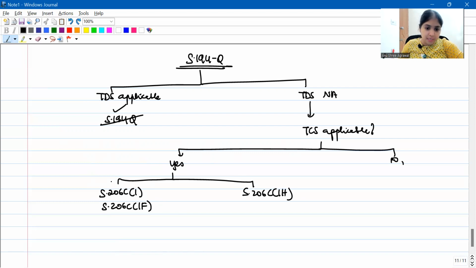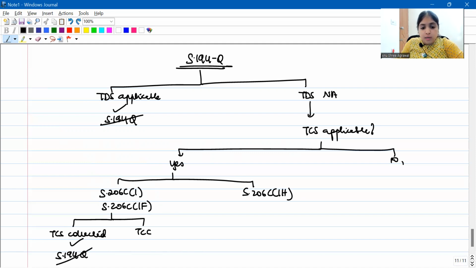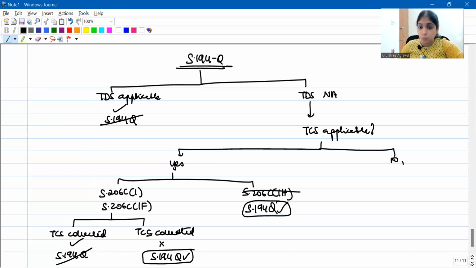If these 2 sections are applicable, then you see under these 2 sections was TCS collected. If TCS has already been collected under these 2 sections, then under 194Q you cannot deduct tax again. But if TCS is not collected under these 2 sections, then yes, under 194Q you can deduct tax. If 206C1H is applicable and 194Q is applicable, then you will give priority to 194Q and not to 206C1H, that you already know. If TCS is not applicable, then obviously you can deduct tax under 194Q.